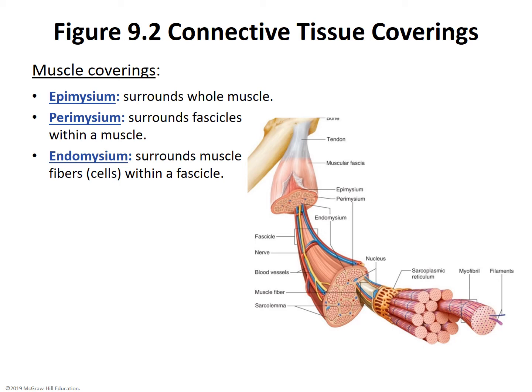So we have these individual groups that keep getting smaller. It's like those little Russian nesting dolls. So we have a muscle. Inside the muscle, we have fascicles. Inside the fascicles, we have the cells. And then inside each cell, we have these myofibrils. And so we have these coverings that protect things. So epimysium around the whole muscle, perimysium around the fascicles, endomysium around the muscle cells themselves.